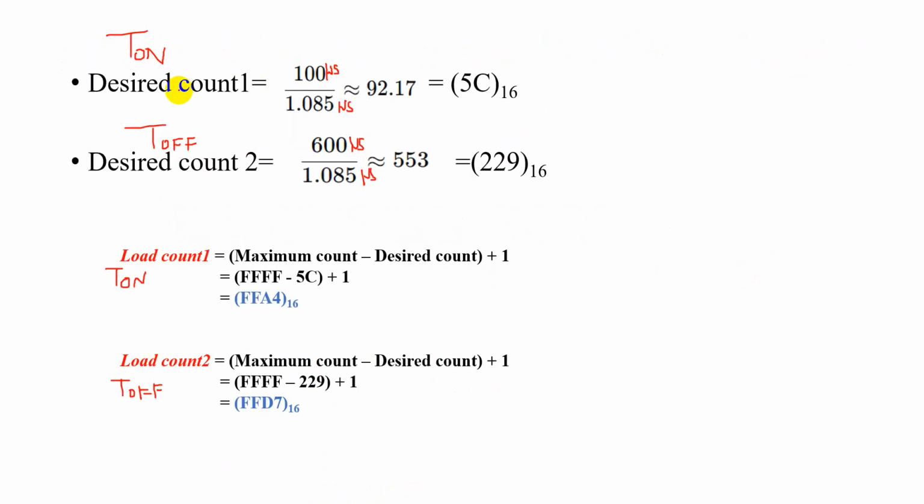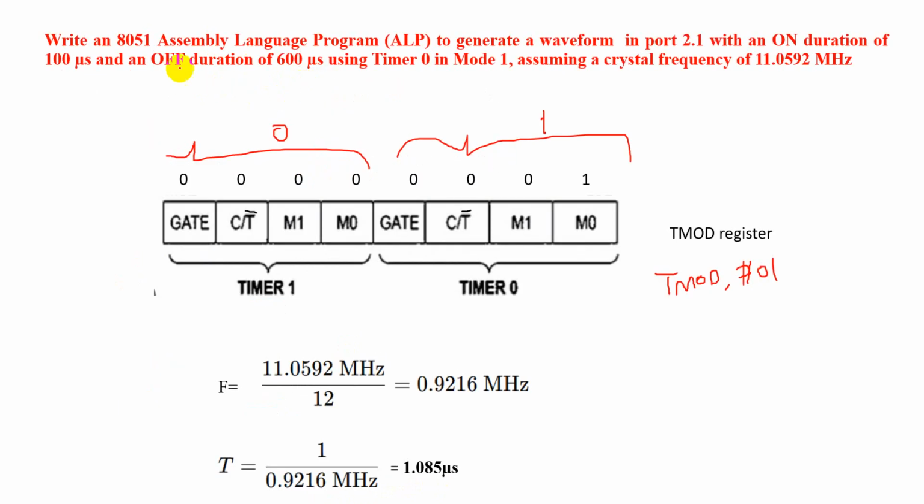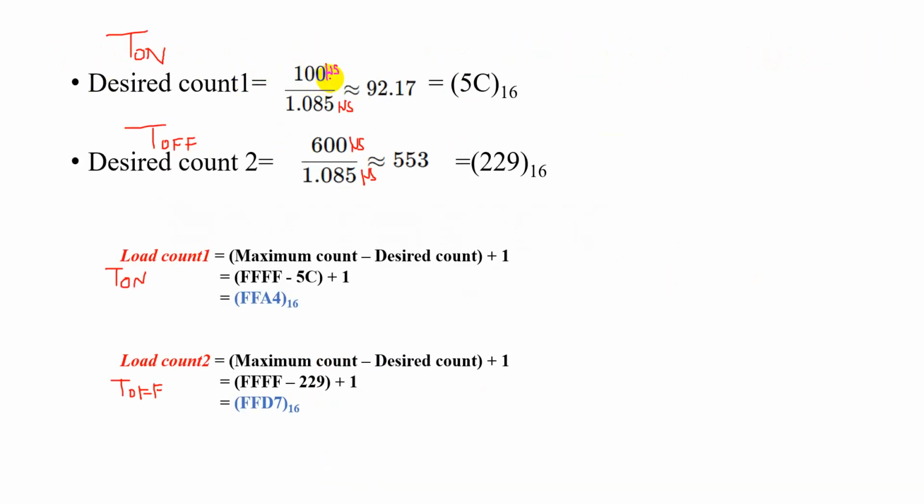Next, we need to calculate the desired count for the timer on mode. The on mode duration was 100 microseconds. So we divide 100 microseconds by 1.085 microseconds, and we get the hex value 5C. Like that, the timer off time is 600 microseconds, as given in the question. We divide it by 1.085 microseconds and get the corresponding hex value 229.